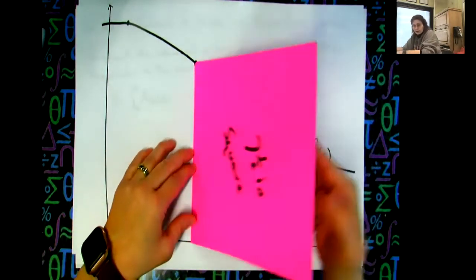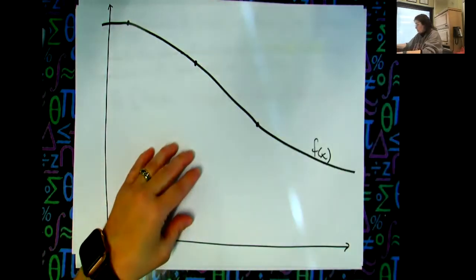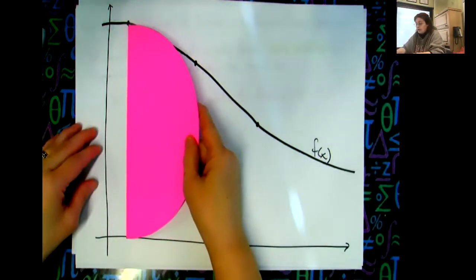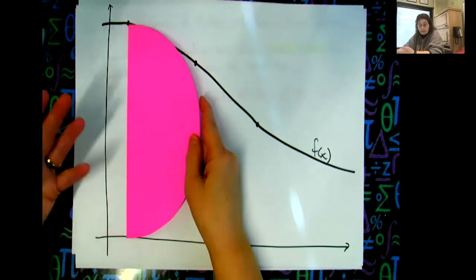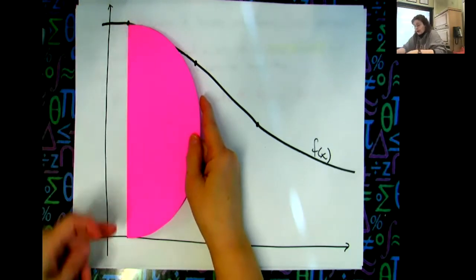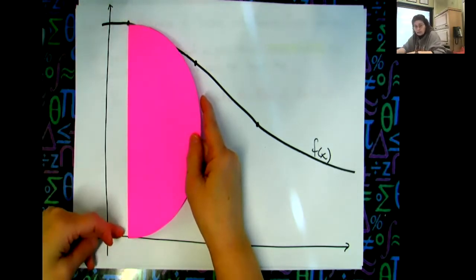Side times side. All right. So the key to this whole entire thing is, if I'm doing semicircles, if I want to calculate the area of that, that would be half of a circle, right? And the diameter would be the distance between the curves.